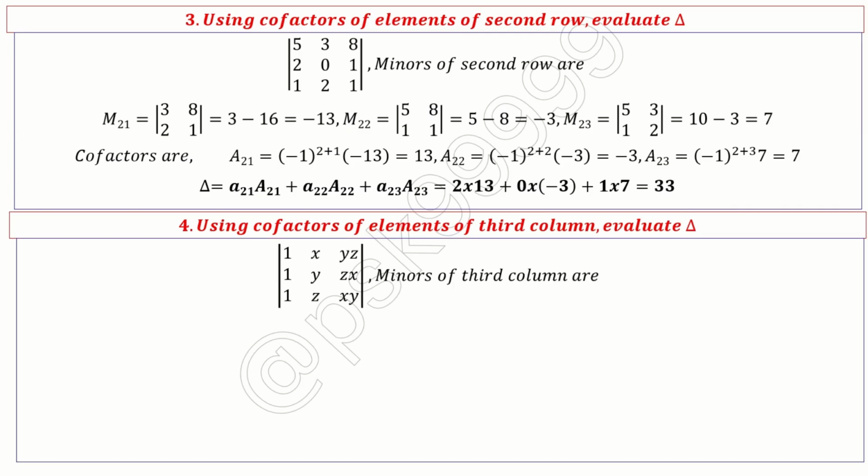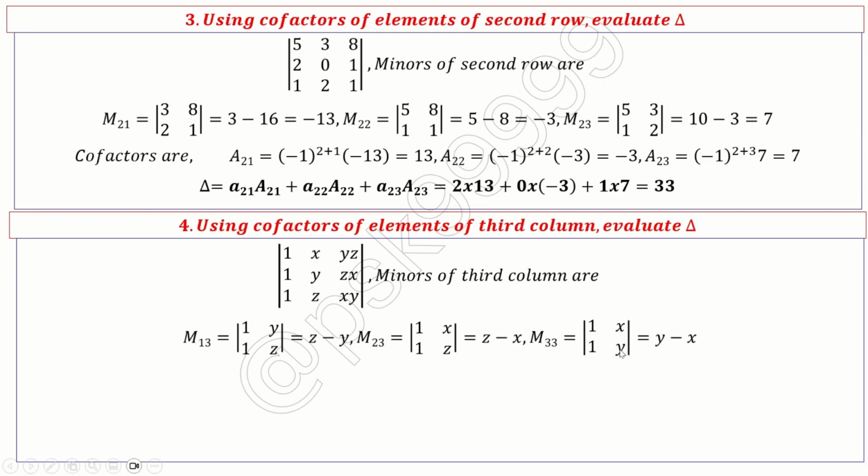Now this one, you have to find out the cofactors of the third column and then evaluate delta. Third column is YZ, ZX and XY. Okay, so this is simple. If I take M13, this is nothing but the determinant of 1 1 over Y Z, which is nothing but Z minus Y. M23 is Z minus X. M33 is Y minus X.